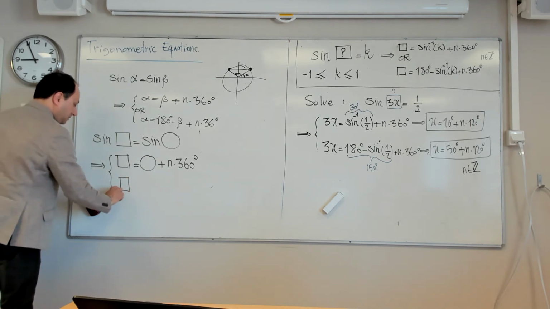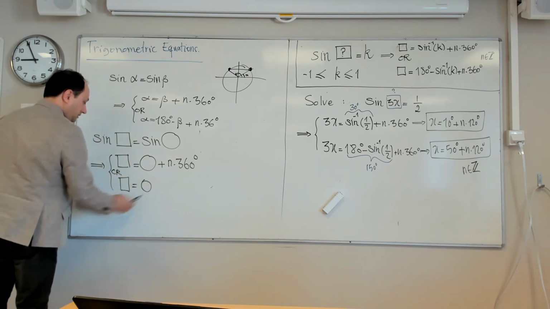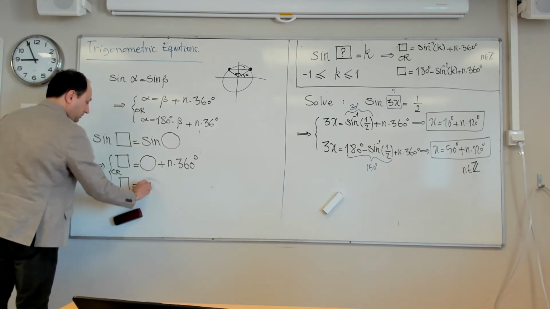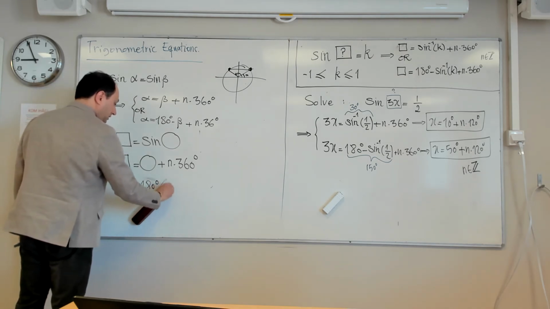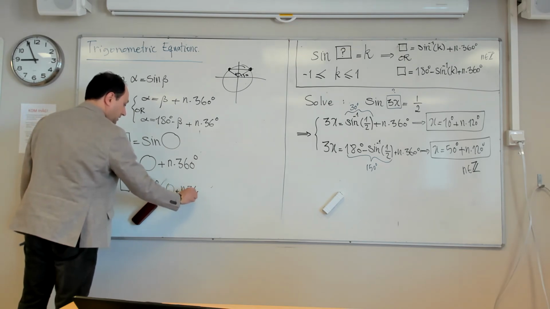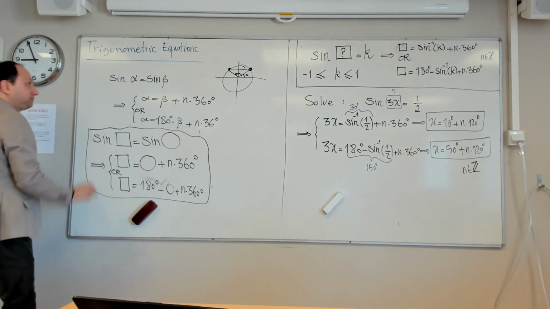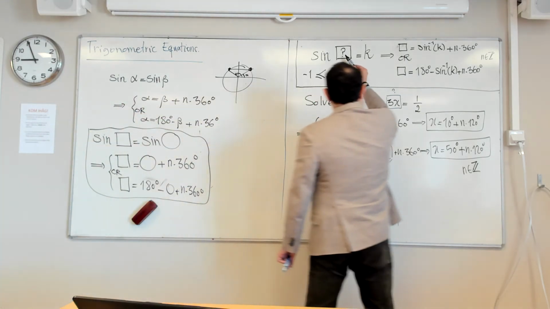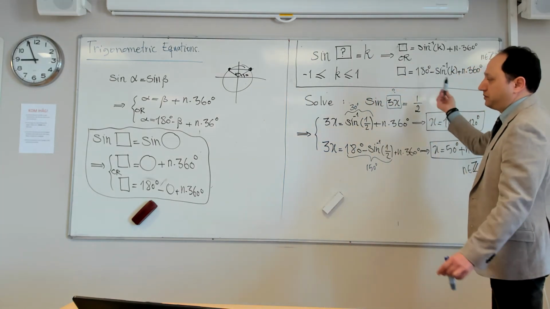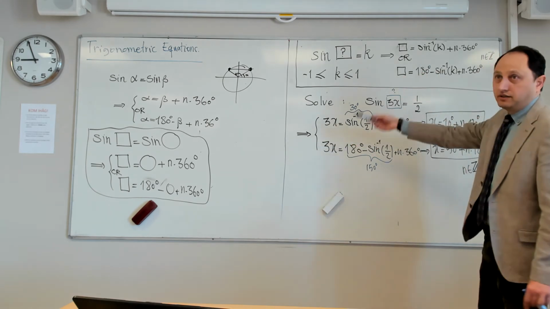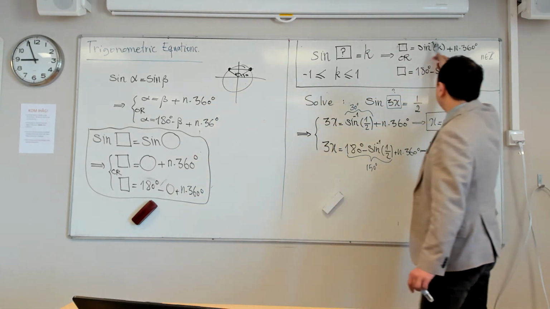Or, let me write "or" here. Or the box is 180 minus the circle plus n times 360 degrees. So that is also important to understand. Sometimes you have the sine of an unknown equal to a number, but they are essentially the same. You don't need to memorize two types of formulas. You see they are very, very similar to here. Yes? But instead of this circle here, you have sine inverse of k.